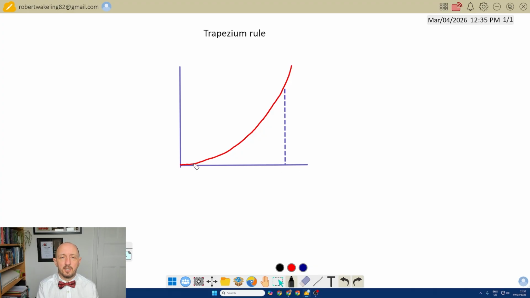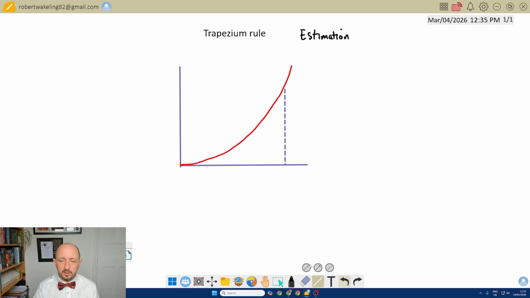Okay, we can't find the area under a curve. We can do it with straight lines, but not with a curve. So the trapezium rule is an estimation of the area between the curve and the x-axis. Okay, so what does the trapezium rule look like?